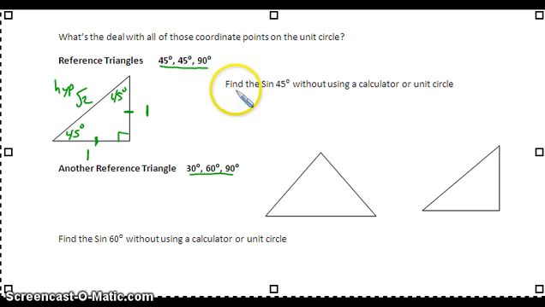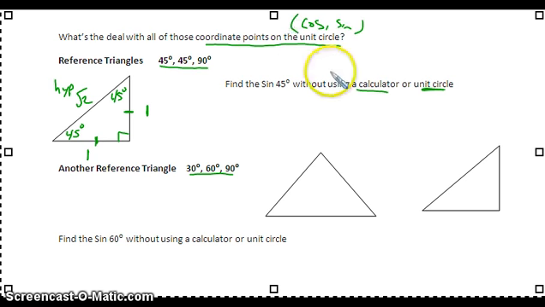If I wanted you to actually find the sine of 45 degrees without using a calculator or the unit circle, the question you may have wondered is, how did they get all of those sine and cosine values that are on the unit circle that we talked about in the last section? Well, they're using these specific reference triangles here. So if I asked you to find the sine of a 45-degree angle without using the calculator or the unit circle, here's what you would do.